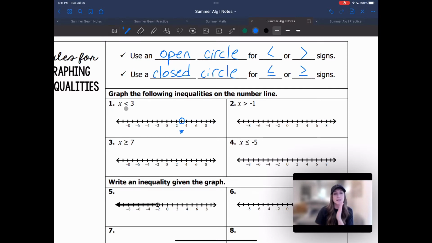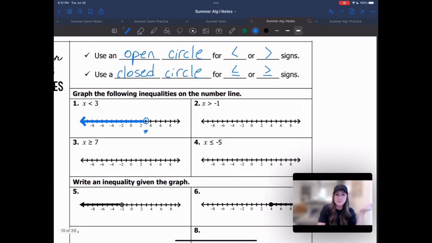If it's x is everything less than 3, then we're going to shade this direction, because on a number line, these are numbers less than 3. The way I would do that, you can really just darken the line. Good thing I have this tool. So shade the line this way, and then I just draw the arrow on the end. That's it. That represents x is less than 3.